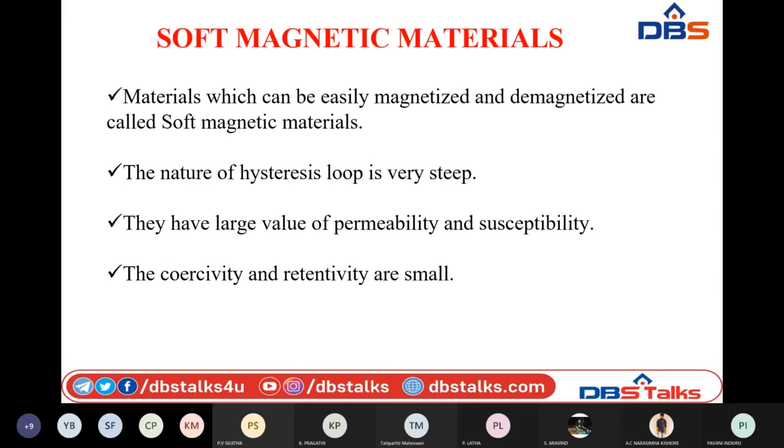But coming to the other properties, that is coercivity and retentivity, that means the force required to demagnetize the material or the amount of magnetism present inside the material whenever the external magnetic field is removed. These are very, very small for soft magnetic materials, because these are very easily magnetized and demagnetized. That is why they have very small coercivity and retentivity.